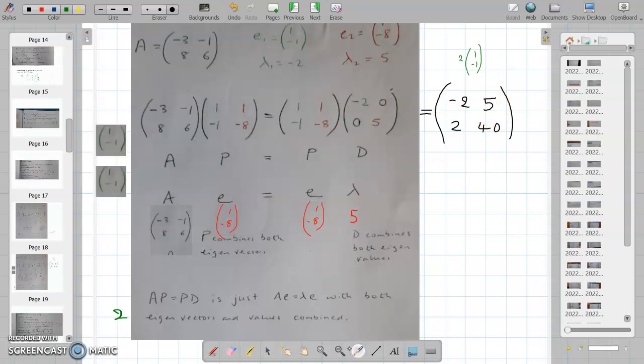Now I've got the second eigenvector. The second eigenvector is (1, -8), eigenvalue 5. There's the (1, -8), and there's the eigenvalue 5. So A times E equals E times lambda, and you can see it here. There's the A, multiplied by (1, -8), just like here, equals (1, -8), E, times 5. And there you go, 540. Well, (1, -8) times 5 is 540.